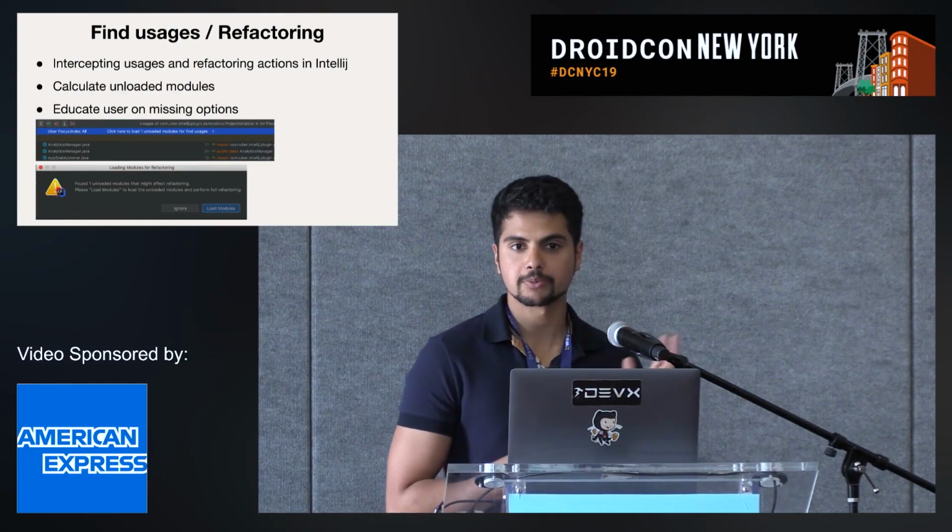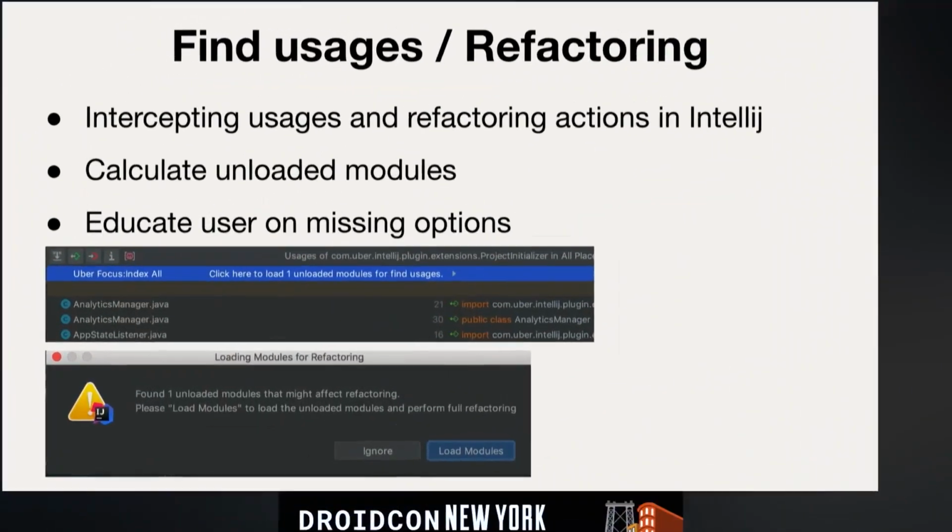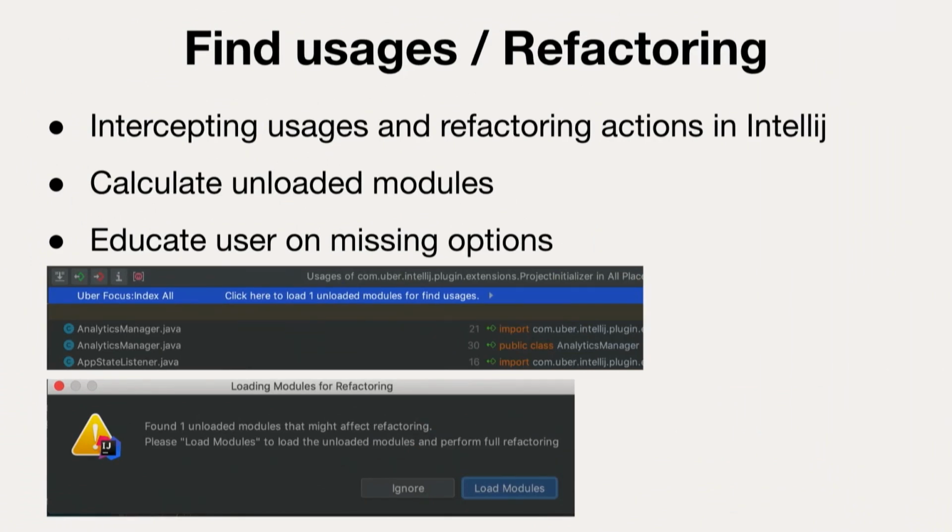Great. So that's problem 1 solved. Now, problem 2, find usages and refactoring. Again, as I mentioned, without having the entire graph in memory, this becomes impossible for us to run. And so when we introduce this feature, it's absolutely critical that we educate our engineers that we are modifying your typical workflows. And so as you can see on the screenshot, we actually have a lot of educational messages.